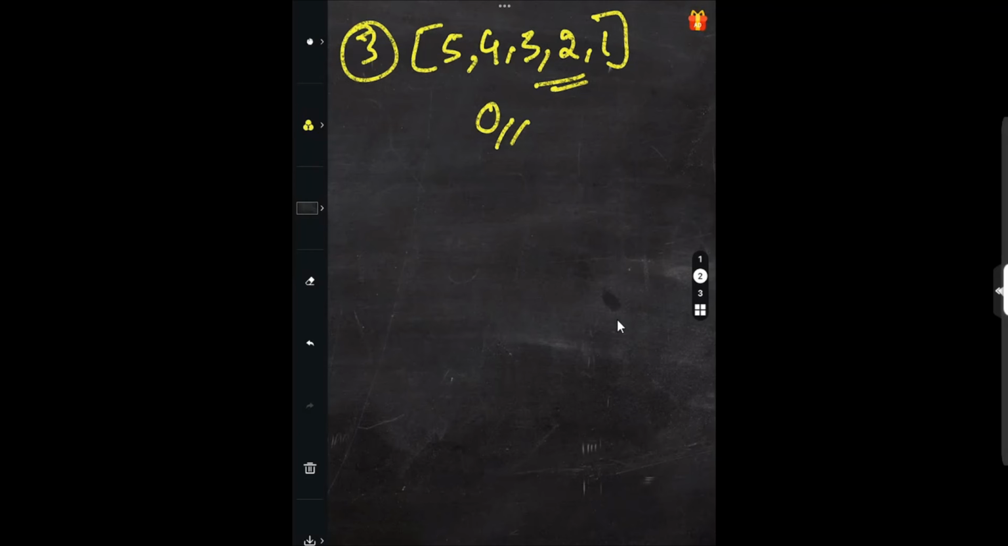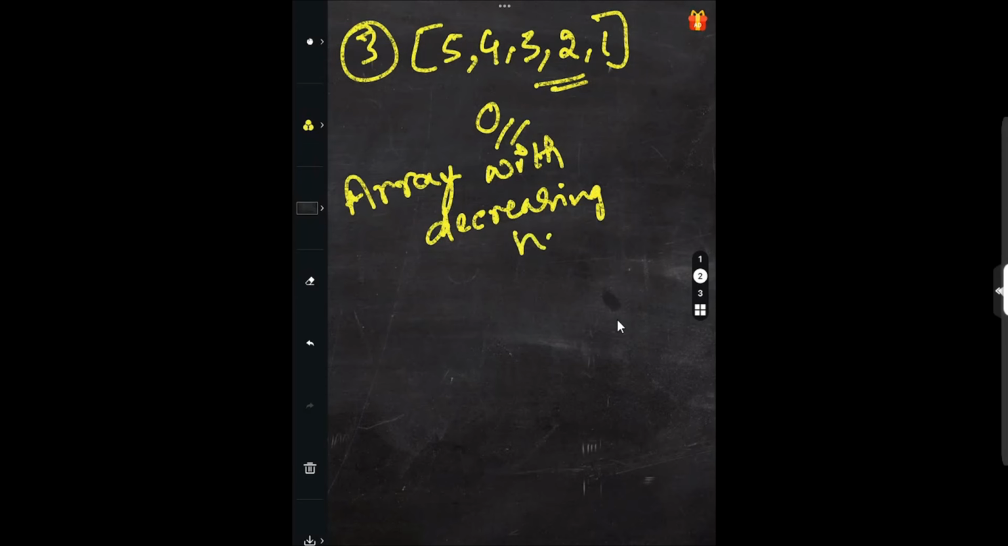Array with the decreasing heights as well as the array with the increasing heights, the water will get spilled outside. So no water can be trapped, right? So we know this one. So I'll just come here and give array with decreasing heights. This is fine.